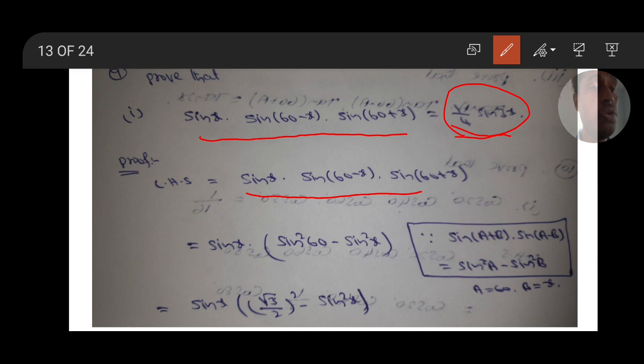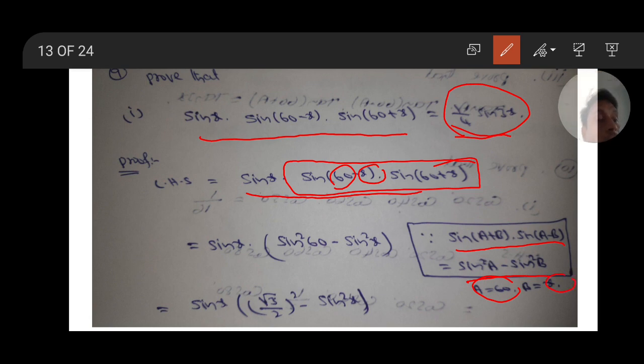Since the RHS is in terms of sin, for these two terms, sin 60 minus x, sin 60 plus x, what is the formula? Sin of a plus b, sin of a minus b. It is of the form sin of a plus b into sin of a minus b, that is sin square a minus sin square b. Here what is the a? 60 degrees. And what is the b? B is the x. Means b equal to x and capital A equal to 60.